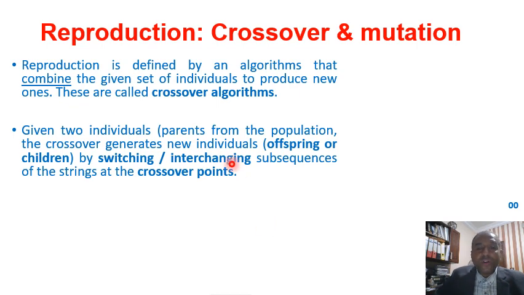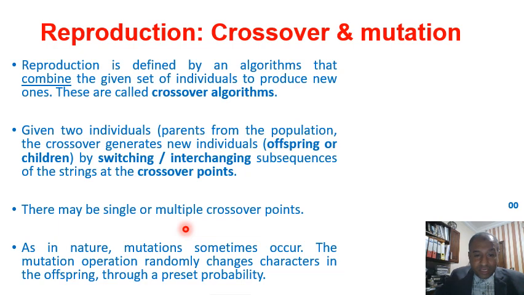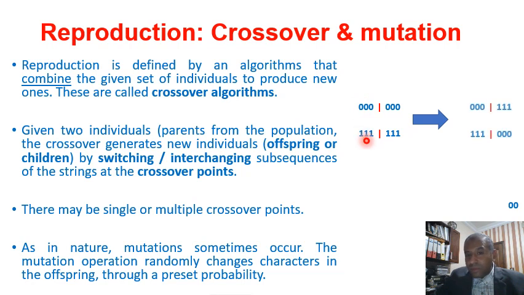So in the crossover operator, we switch or interchange subsequences of strings at some crossover points. We may have single or multiple crossover. Let us see an example. Here we have this bit string. We have a crossover point here at the middle, a single crossover point. This is a bit string of 6 zeros and 6 ones, and we want to make crossover. One way is to interchange this one of them this way.